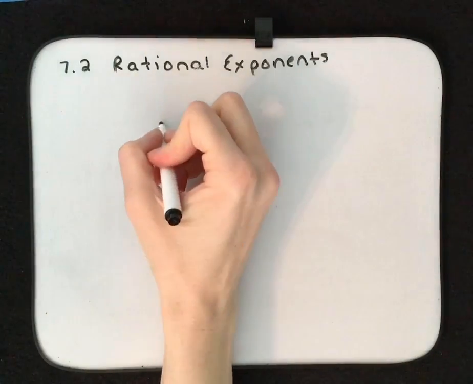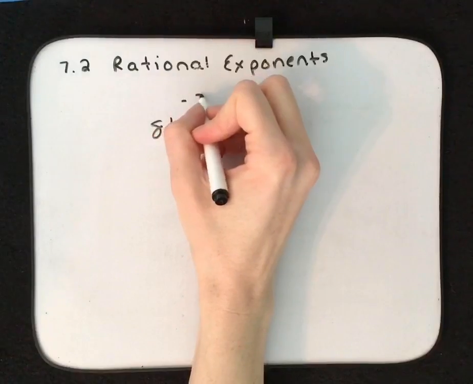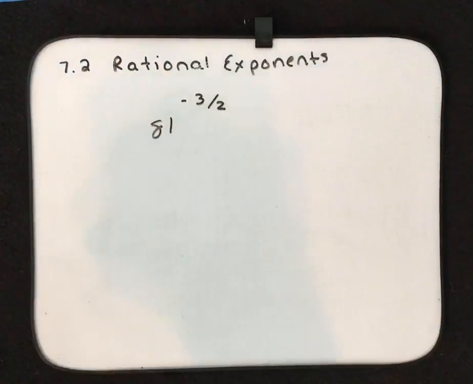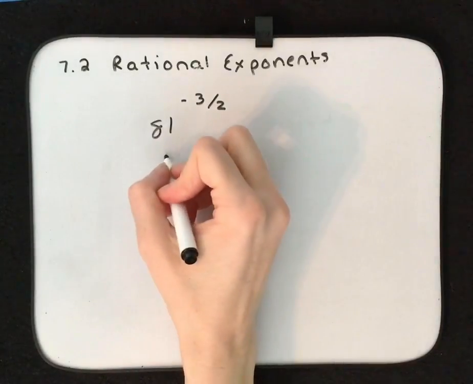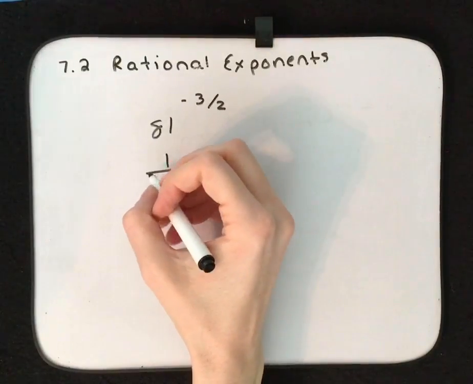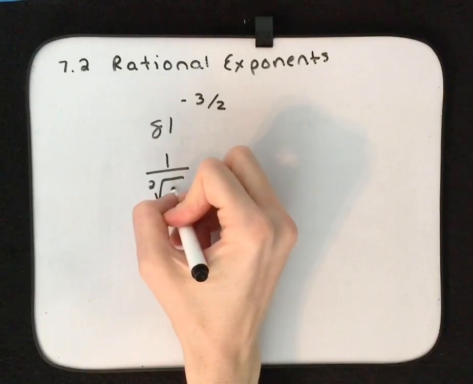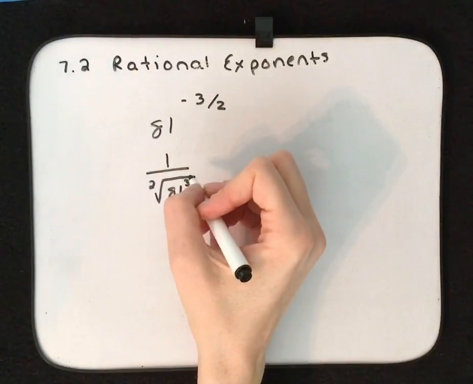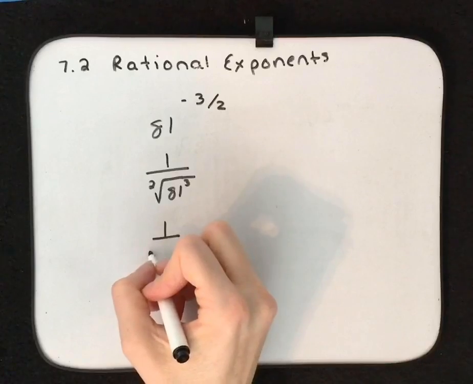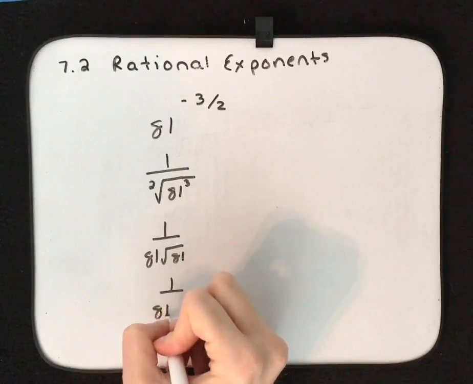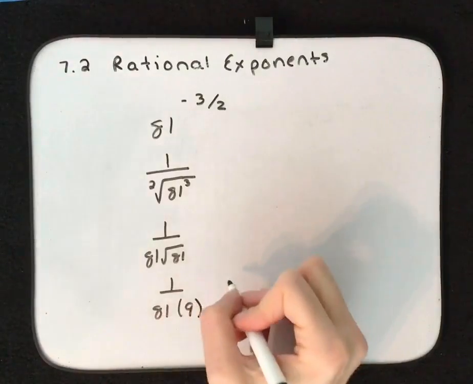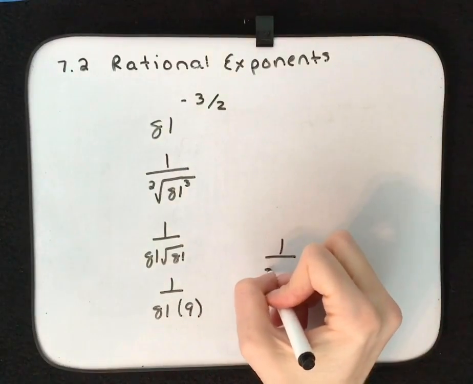If you have 81 to the negative 3/2 power, well, negative exponent, that means that it needs to go to the denominator. So that would look like 1 over the square root of 81 cubed. Well, that's going to look like 1 over 81 times the square root of 81. So that looks like 1 over 81 times 9, or 1 over 729.